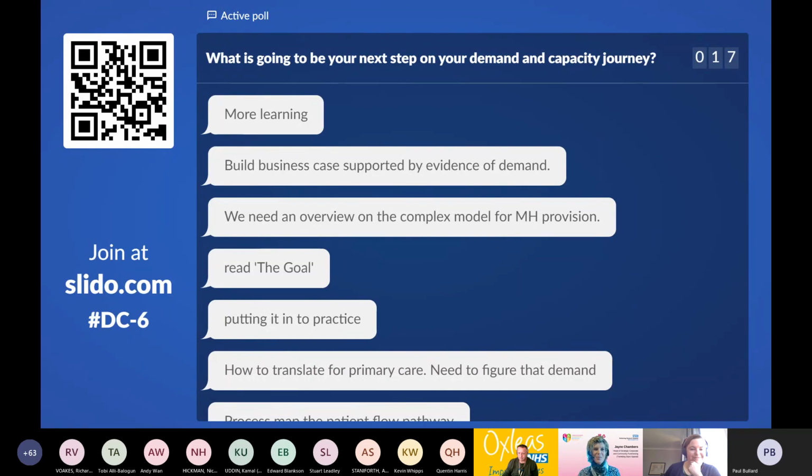Oh, look at that one, Alice. Build a business case supported by evidence of demand. Yes. Music to my ears. I'm very excited.